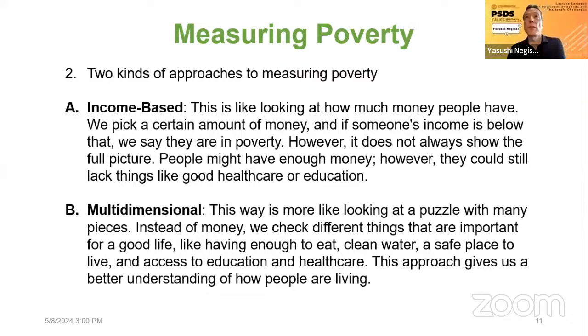There are two kinds of approaches to measure poverty. First one is income-based measurement. This is like looking at how much money people have. And we pick a certain amount of money. And if someone's income is below that, we say they are in poverty. However, as you can imagine, it does not always show the full picture. People might have enough money, but they could still lack things like good health and education.